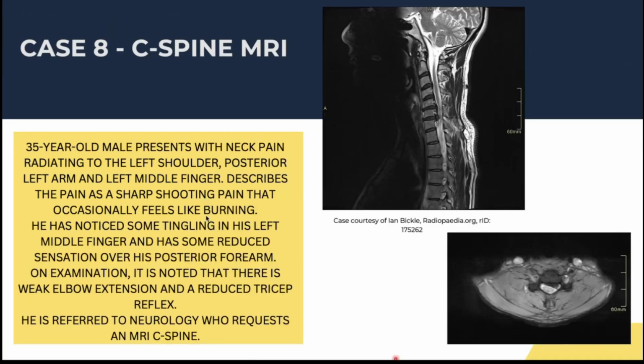So case 8, which is our final case before our wee bonus case at the end. This is a 35-year-old male who's presented with neck pain radiating to the left shoulder, posterior left arm, and left middle finger. He describes the pain as a sharp shooting pain that occasionally feels like burning. And he's noticed some tingling in his left middle finger and has some reduced sensation over the posterior forearm on examination. And it is noted that there is a weak elbow extension and a reduced tricep reflex. He's referred to neurology, who has requested an MRI of his C-spine.